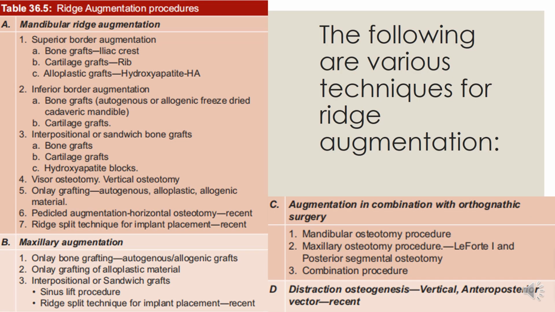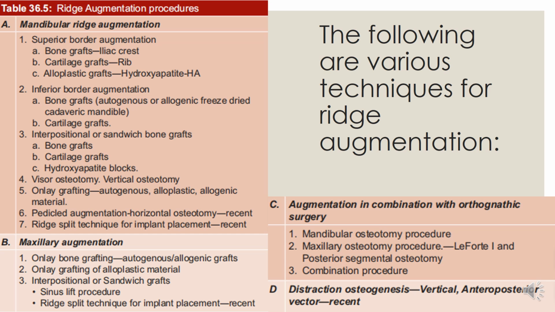Following are the various techniques which are used for ridge augmentation. For the mandible, these are the superior border augmentation, inferior border augmentation, interpositional or sandwich bone grafts, visor osteotomy, vertical osteotomy, onlay grafting, pedicled augmentation, horizontal osteotomy, which is one of the recent advances, and ridge split technique for implant placement.